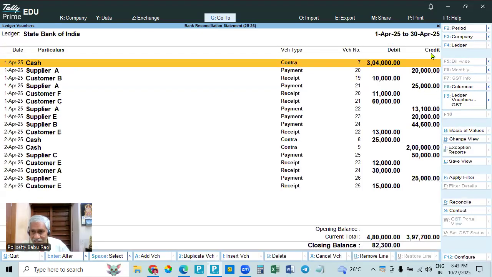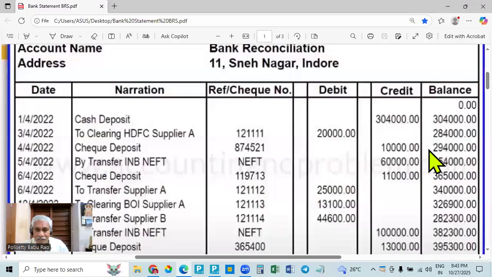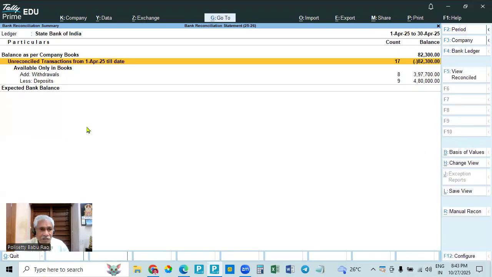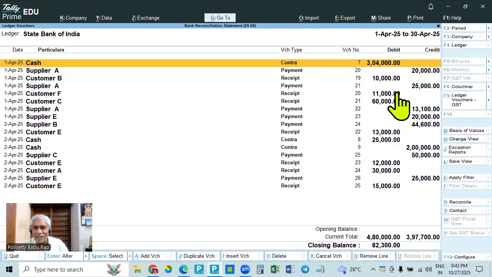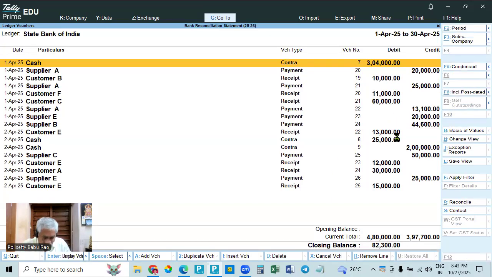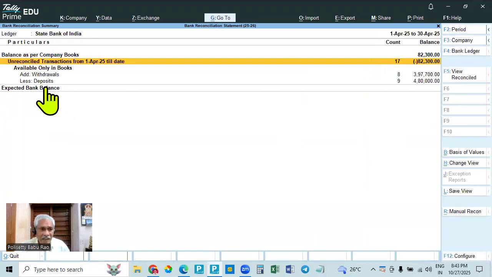This is required, one deposit for us. In the bank statement it is required. 1, 2, 3, 4, 5, 6, 7, 8. Eight are credits, and credits means withdrawals. So here we take Alt R. Withdrawals are 8. Total 17 transactions. Out of the 17, 8 are withdrawals and deposits are 9. This is the balance available.